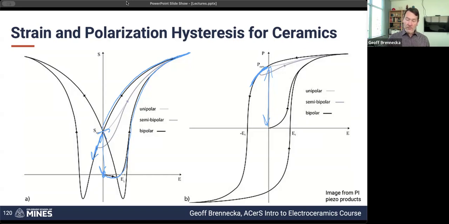So we are now applying a field opposite. If all of our domains are pointing this direction, now we're applying a little bit of a field in the other direction, which is making the sample actually shrink. So that's what's happening in this portion. And eventually we get to this basin, and that is the coercive field.